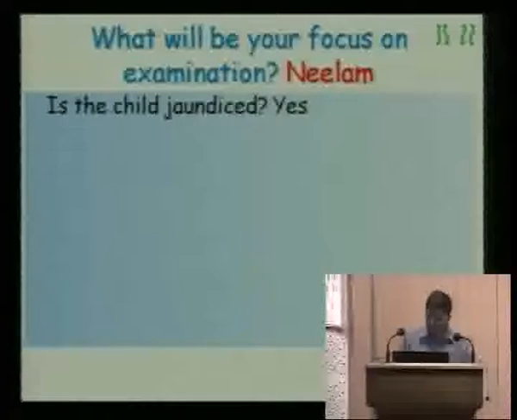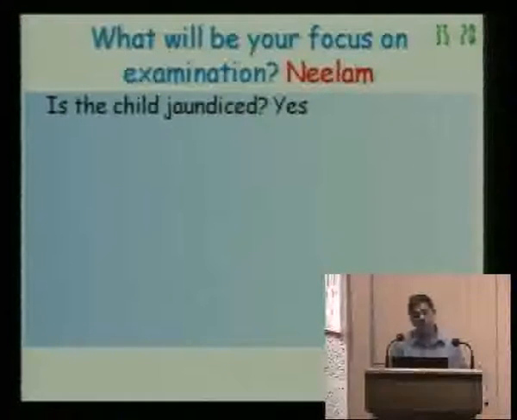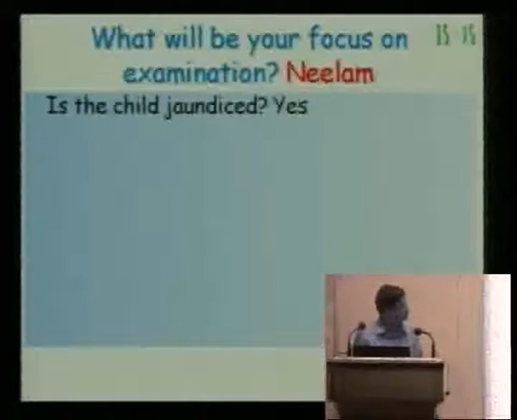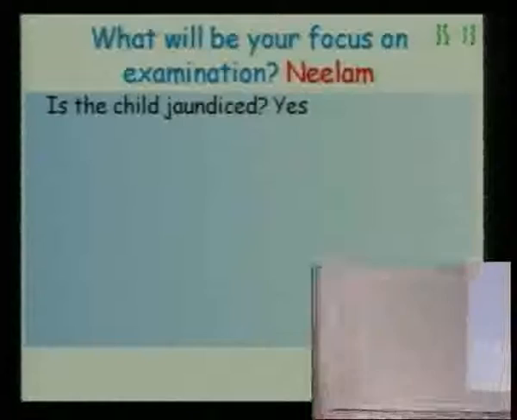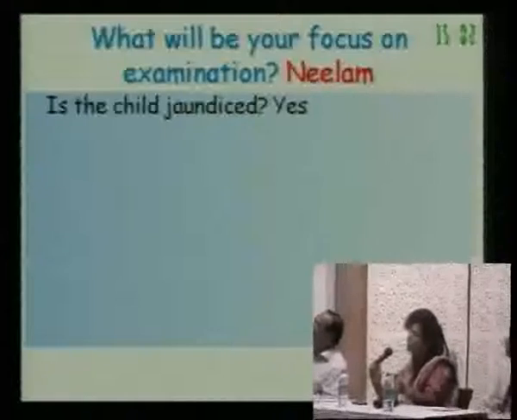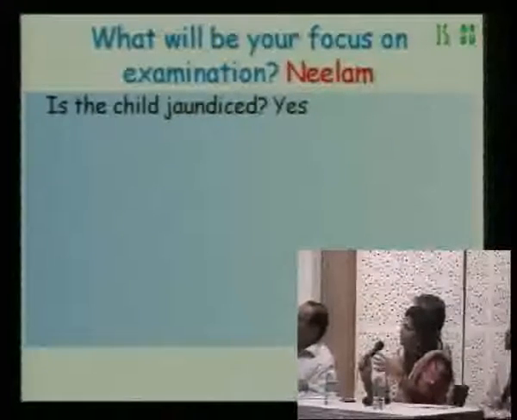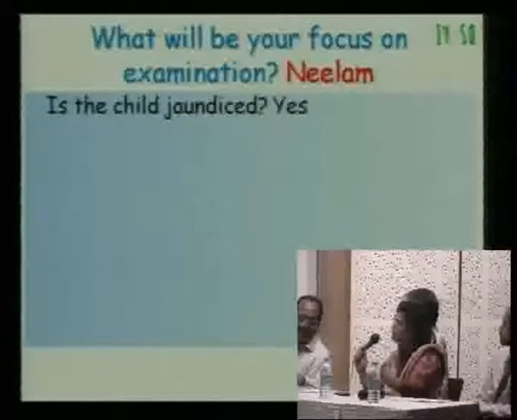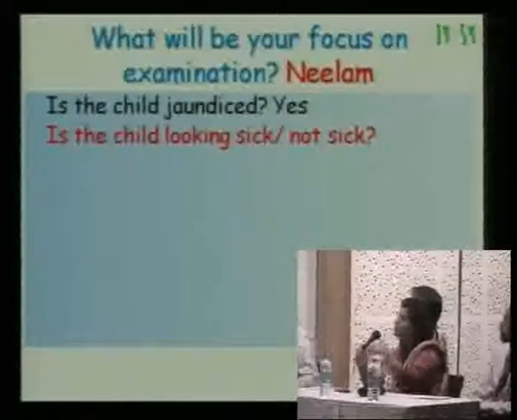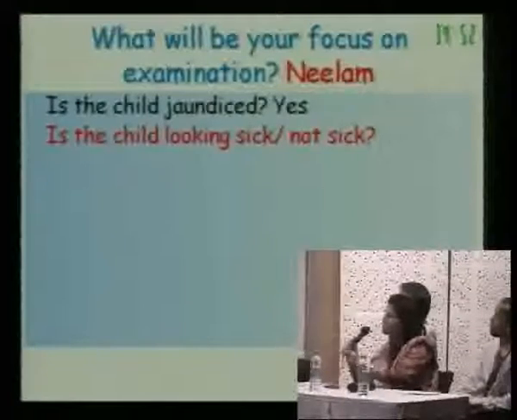It is not difficult. What will be your focus on examination, Dr. Neelam? Well, when a patient comes to me with jaundice, first, on an outlook, I would like to get an idea of how big the baby is. Is it looking like a preterm baby or a full term baby? And then, is the baby sick or not sick? So these are the things: the age and the sickness of the baby.